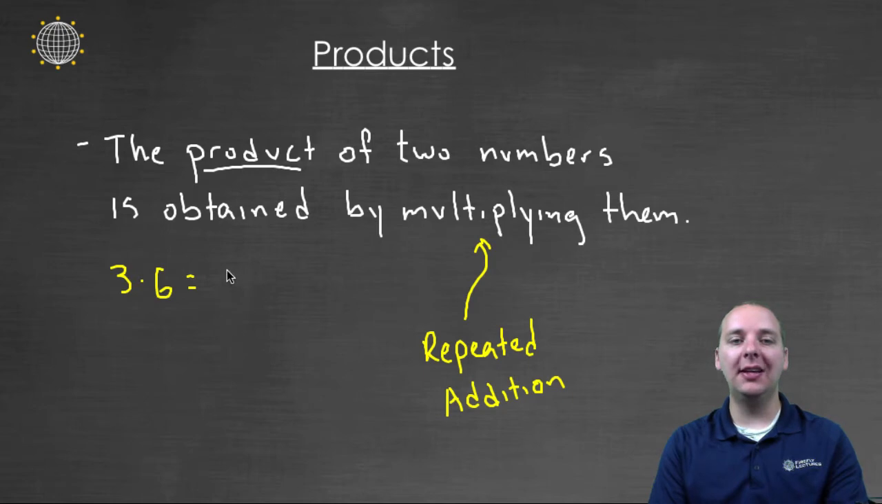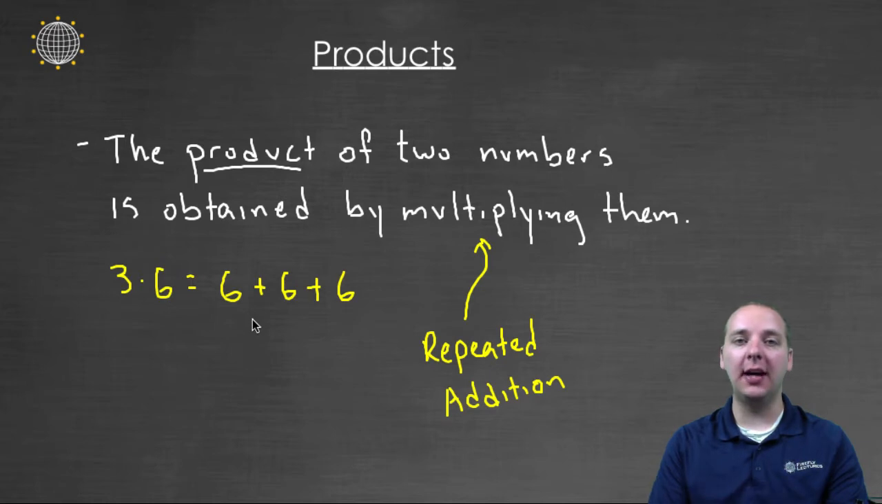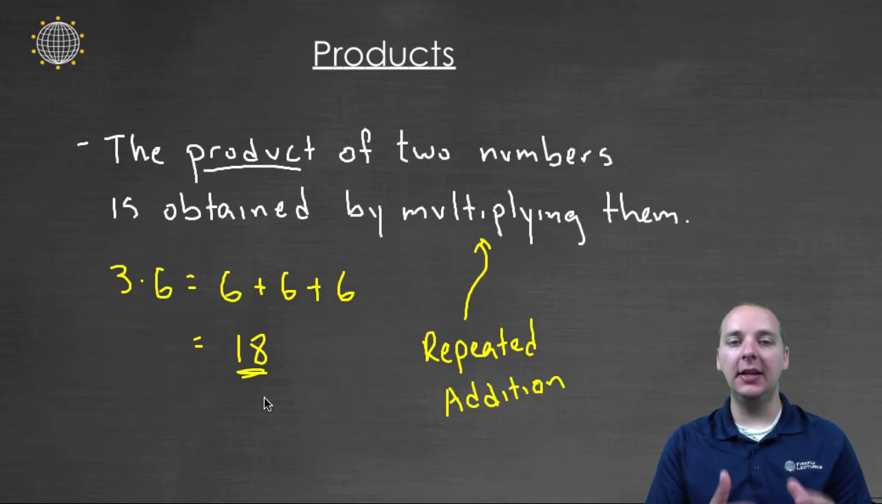You're basically going to take 6 and add it to itself again and again, a total of 3 times. So 6 plus 6 plus 6. That's 6 added to itself 3 times. That's where we get 3 times 6. This would give you a total of 18. And so we would say that the product of 3 and 6 equals 18.